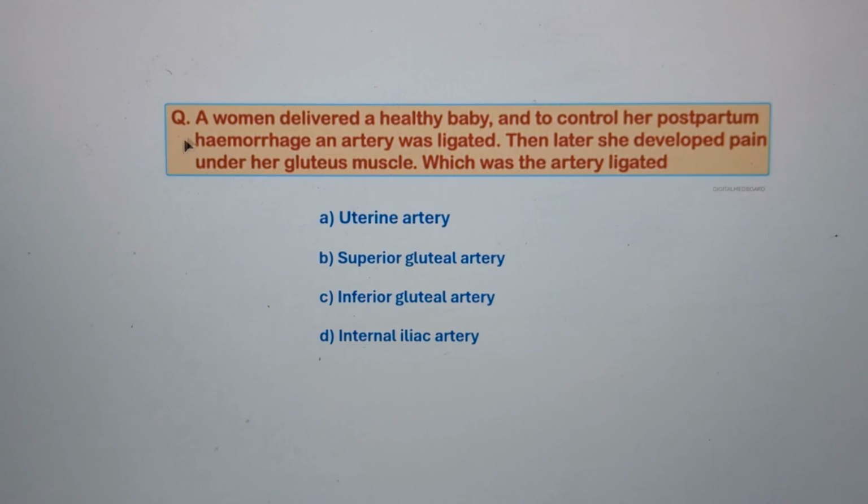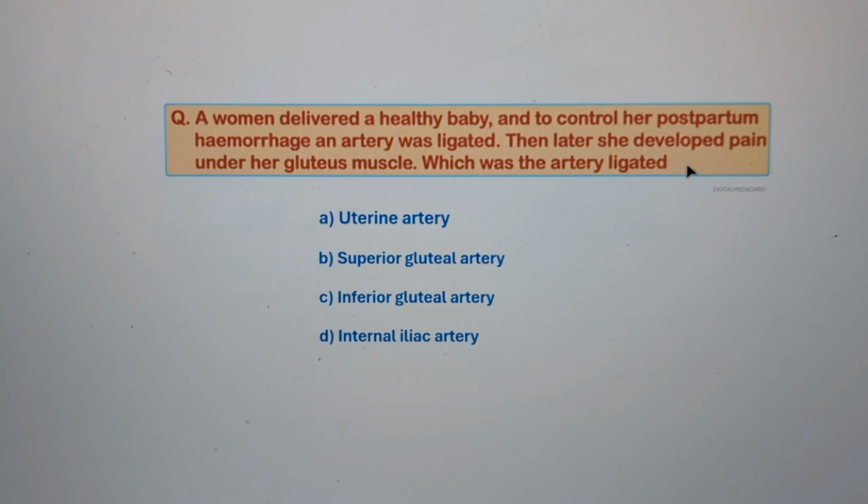We got a question. A woman delivered a healthy baby, and to control her postpartum hemorrhage, an artery was ligated. Then later she developed pain under her gluteus muscle. Which was the artery ligated?